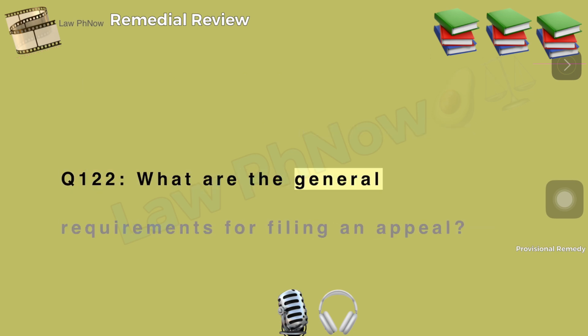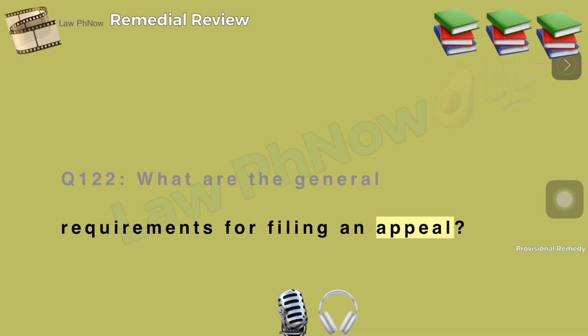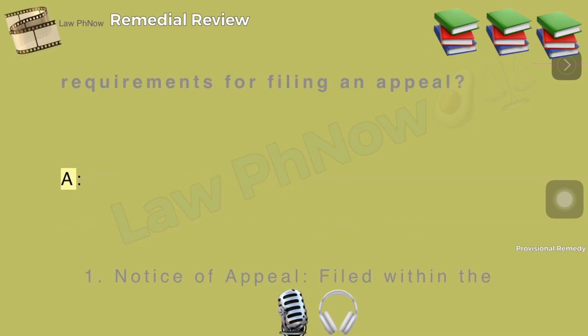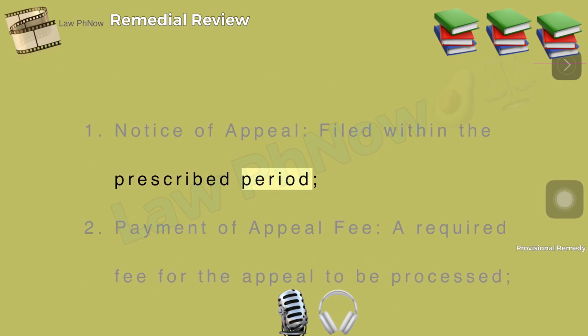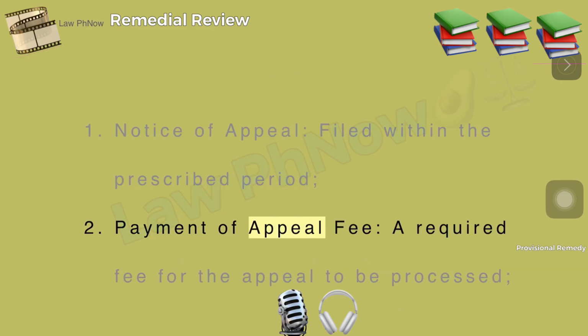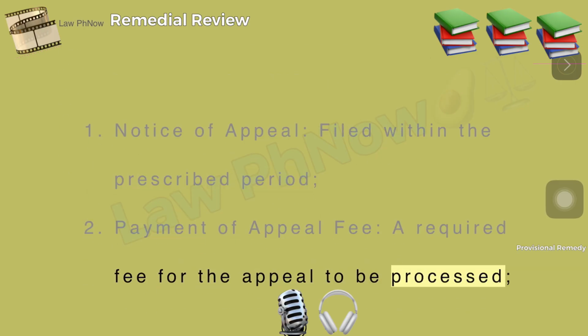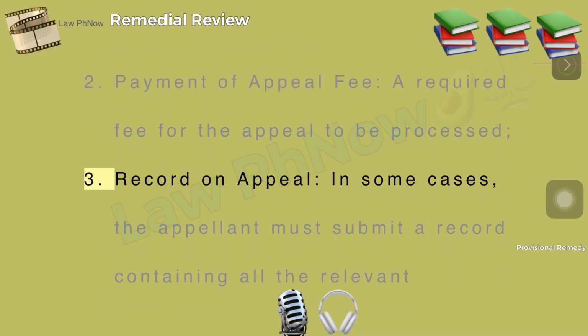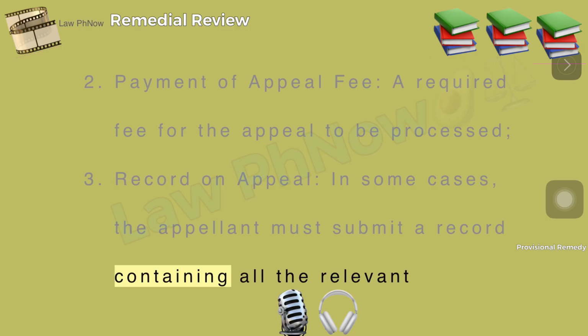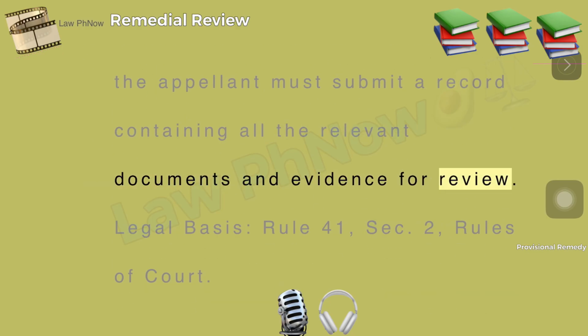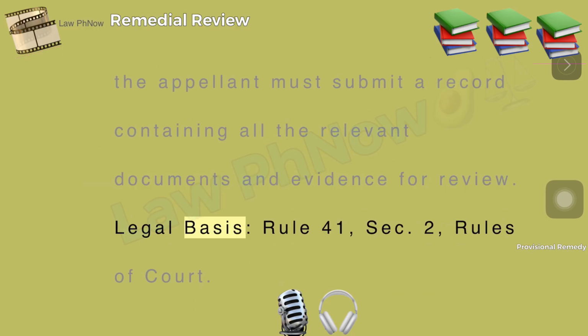Q122. What are the general requirements for filing an appeal? A. 1. Notice of appeal, filed within the prescribed period. 2. Payment of appeal fee, a required fee for the appeal to be processed. 3. Record on appeal. In some cases, the appellant must submit a record containing all the relevant documents and evidence for review. Legal basis, Rule 41, Section 2, Rules of Court.